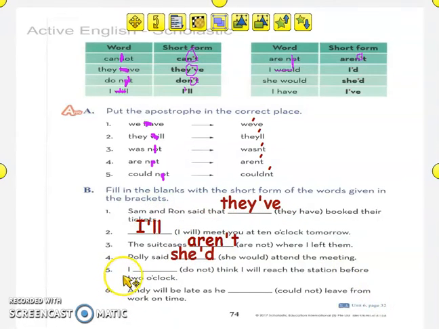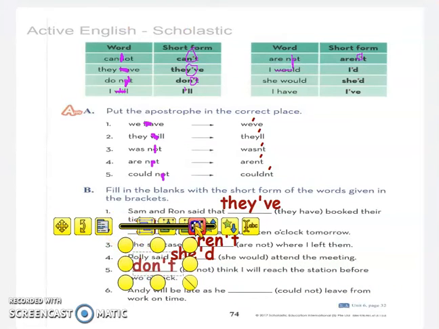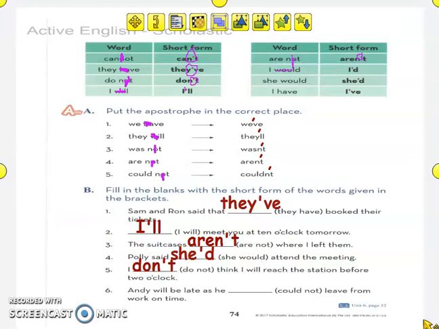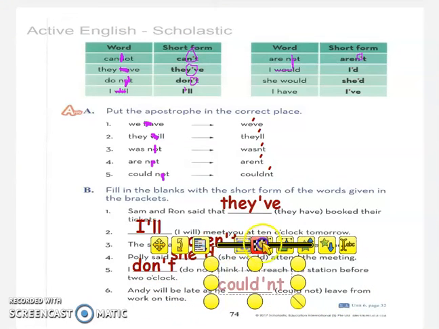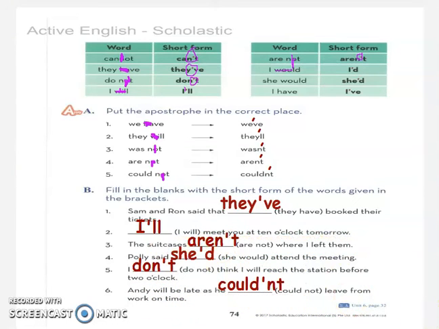Number 5. I do not think I will reach the station before 2 o'clock. The short form of do not, don't. And also use the apostrophe instead of the missing letters. And the last one, number 6, Andy will be late as he could not leave work on time. The short form of could not, couldn't. And also use the apostrophe.